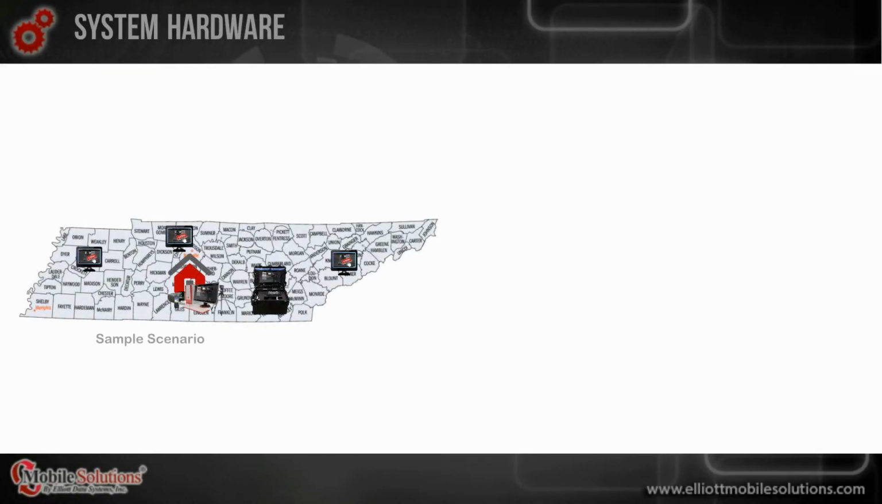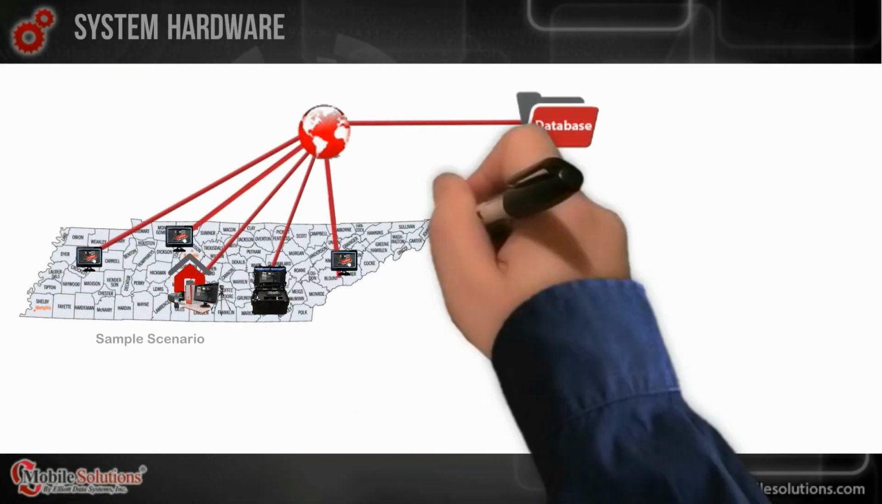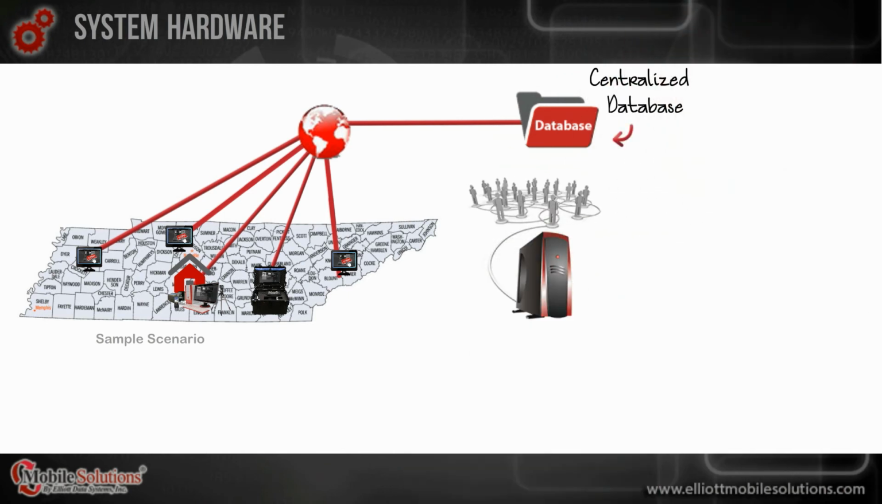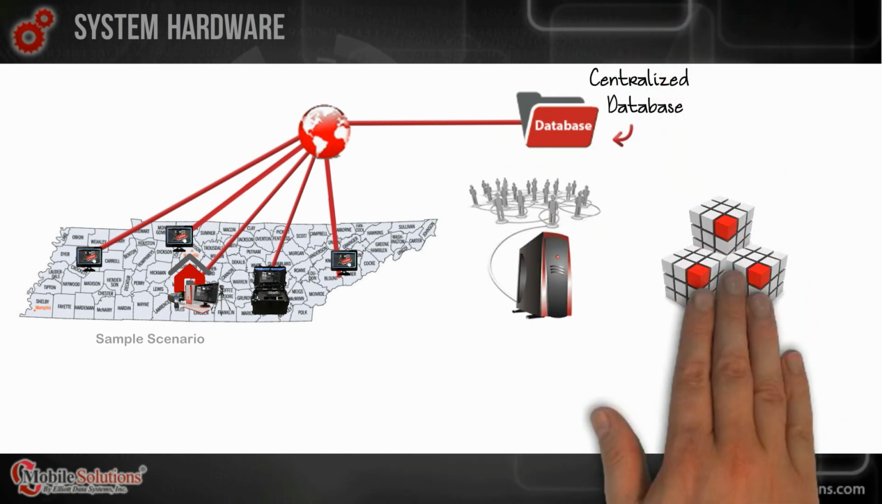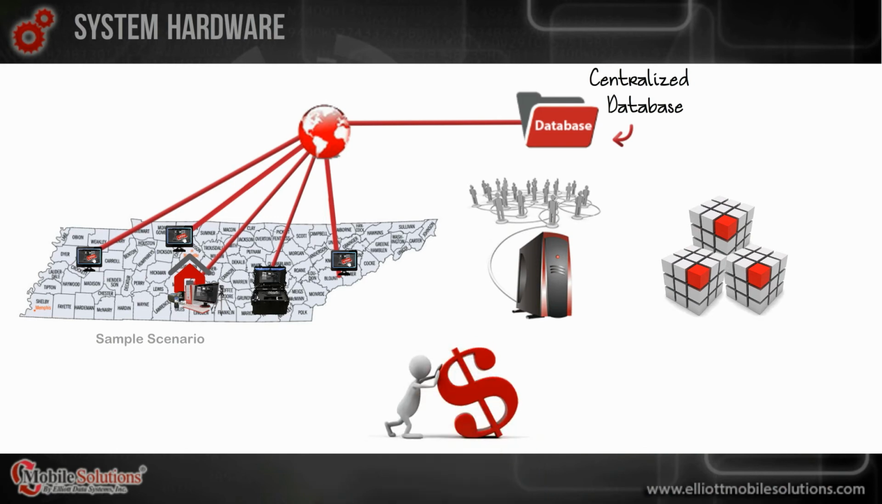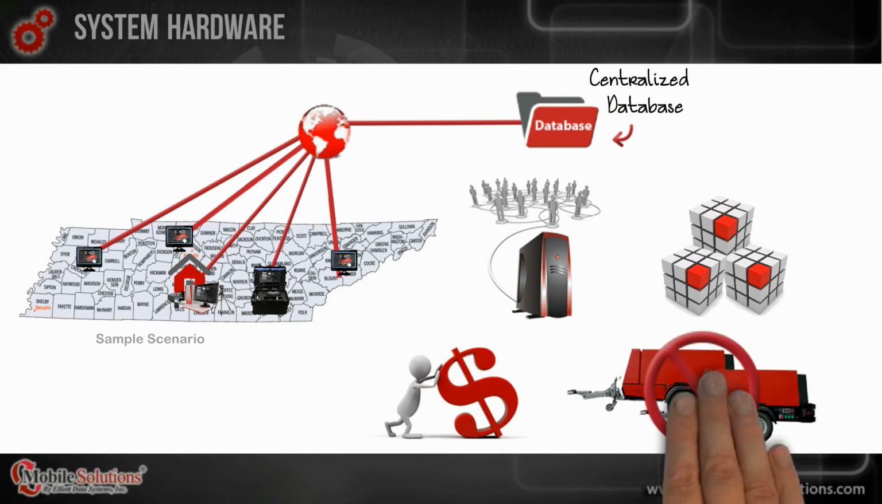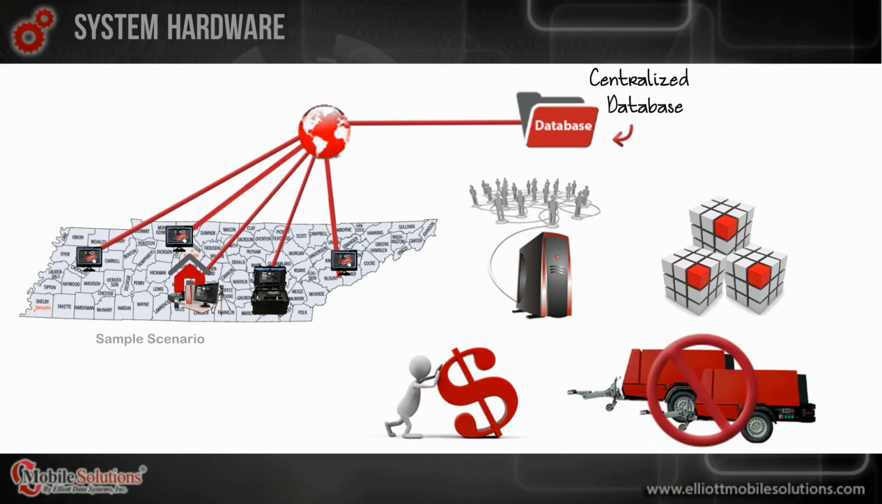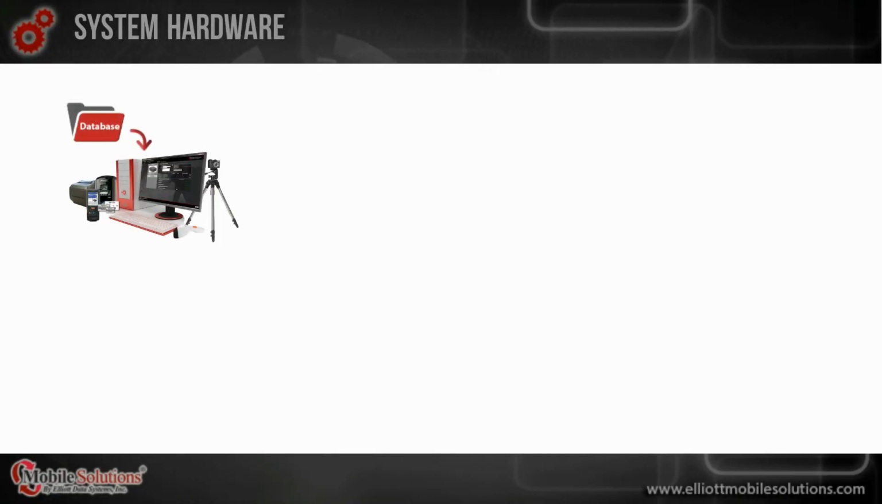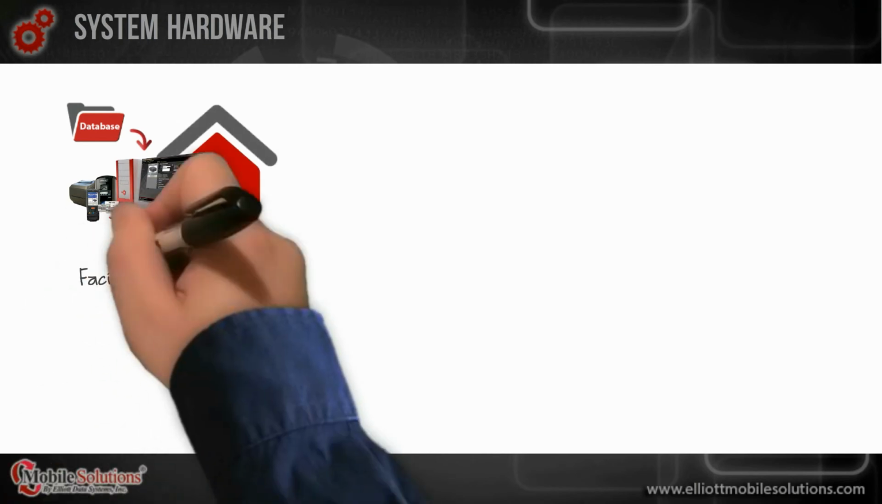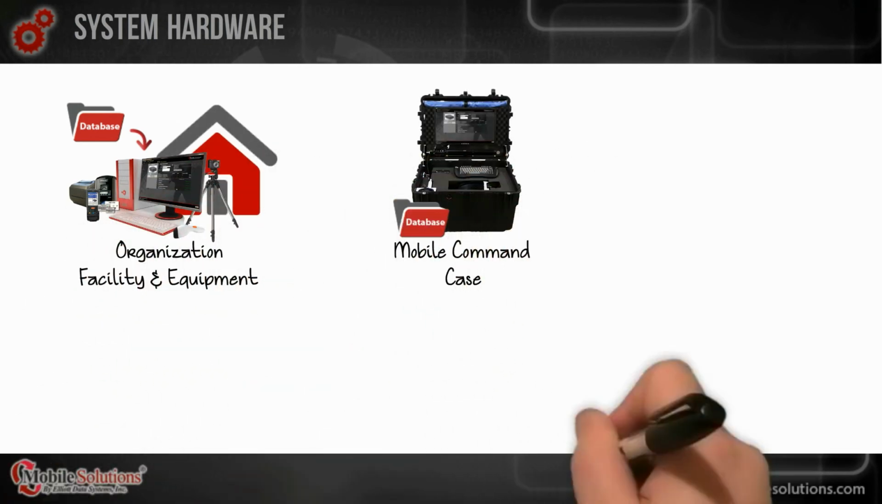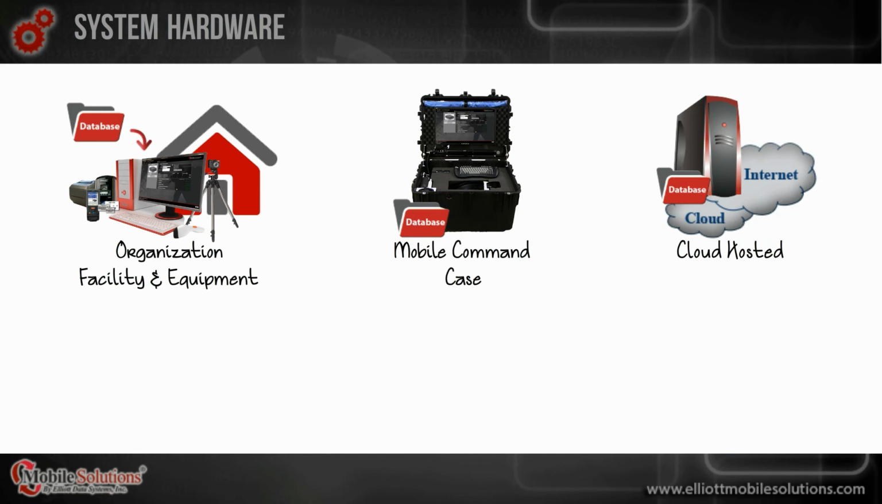All Asset Manager systems can work from one centralized database, which allows for interoperability among departments, expands resources, and reduces spending by eliminating the need to purchase duplicate assets across multiple departments. The asset database is housed on the Asset Manager server that may be hosted at a department location, on a command case, or an internet cloud.